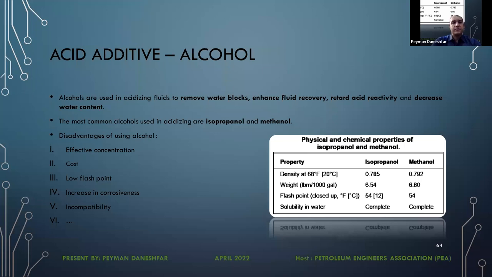Another additive is alcohol. Alcohols are used in acidizing fluid to remove the water blocks, enhance the fluid recovery, retard acid reactivity, and decrease the water content. The most common alcohols used in acidizing are isopropanol and methanol. And there you can see the disadvantages of using alcohol: effective concentration, cause low flash point, increase in corrosiveness and incompatibility.